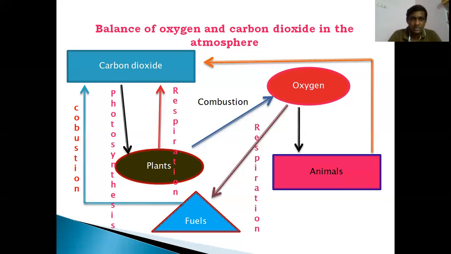So this is the balancing of oxygen and carbon dioxide in the atmosphere. See, here carbon dioxide is there. This carbon dioxide is taken by the plants, and by respiration and indirectly by combustion, we get oxygen. So here, combustion: in the last class, we already studied combustion. What is combustion? Okay. This is the view of the balance of oxygen and carbon dioxide in the atmosphere.